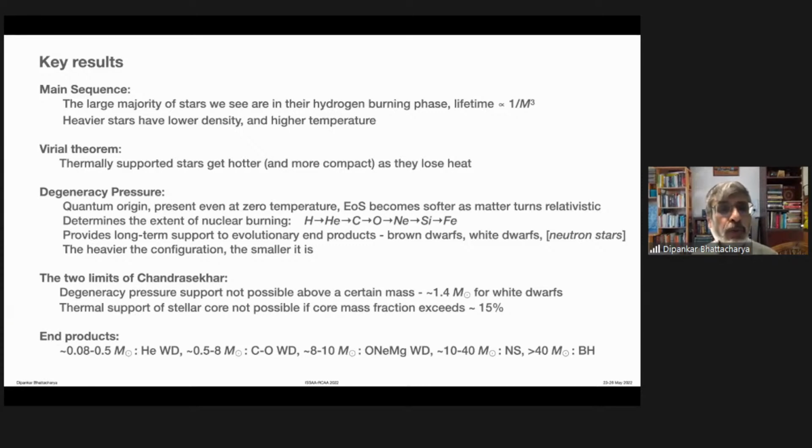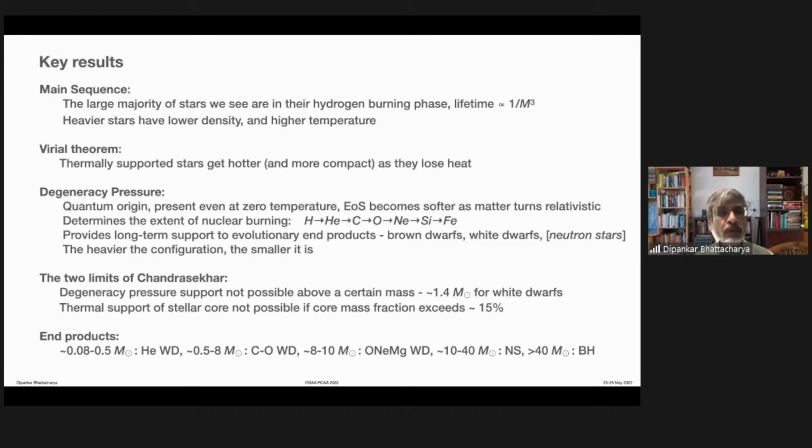We also learned about the two limits of Chandrasekhar. Degeneracy pressure support is not possible above a certain mass, about 1.4 solar mass for white dwarfs. And thermal support of the stellar core is not possible if the core mass fraction exceeds about 15%.